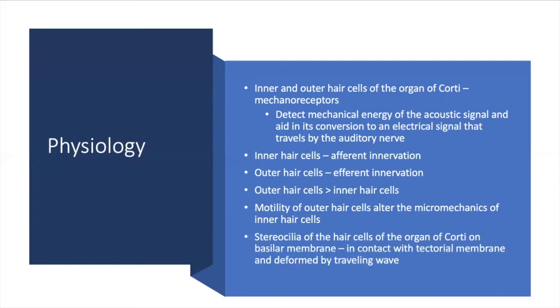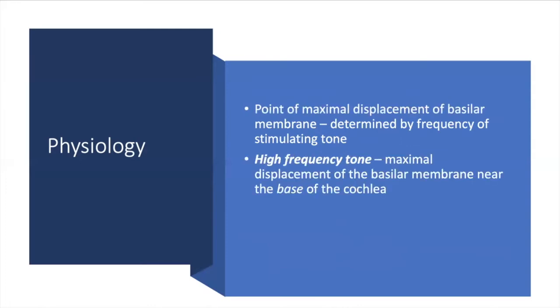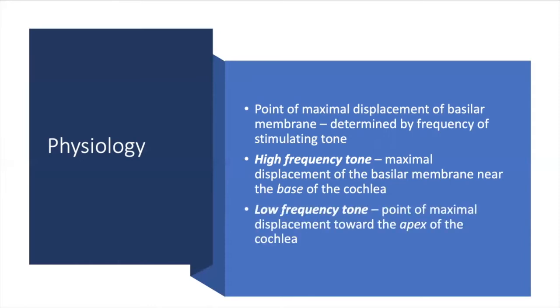Stereocilia of the hair cells of the organ of Corti, which rests on the basilar membrane, are in contact with the tectorial membrane and are deformed by the traveling wave. The point of maximal displacement of the basilar membrane is determined by the frequency of the stimulating tone. High-frequency tones cause maximal displacement of the basilar membrane near the base of the cochlea, whereas for low-frequency sounds, the point of maximal displacement is toward the apex of the cochlea.